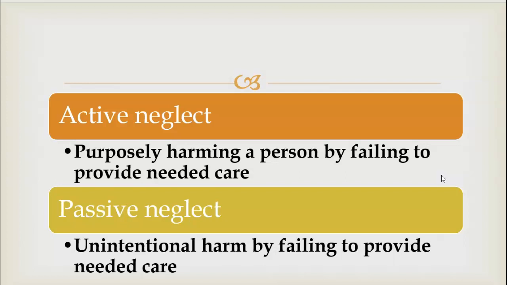Passive neglect is when you're doing something unintentional and you're harming them by not providing their needs. So let's say they are losing weight and not eating, but it's because you don't understand maybe that they need a milkshake rather than a cheeseburger. So it's the unintentional harm. Active is intentional. You're purposely choosing to neglect their needs.